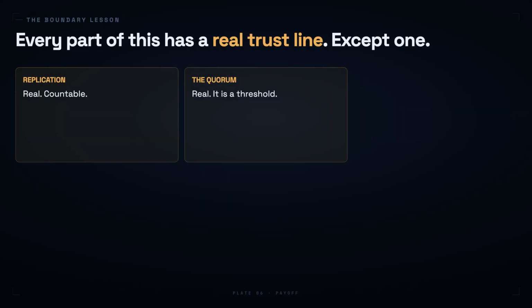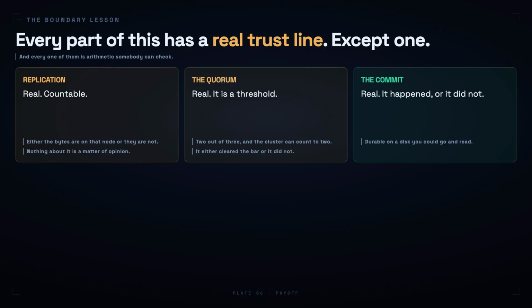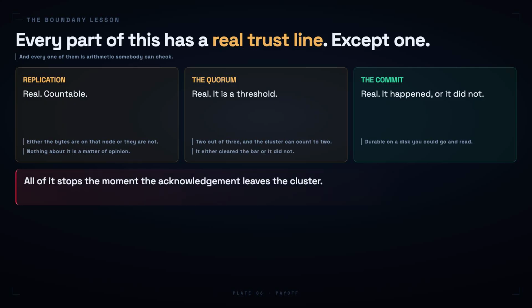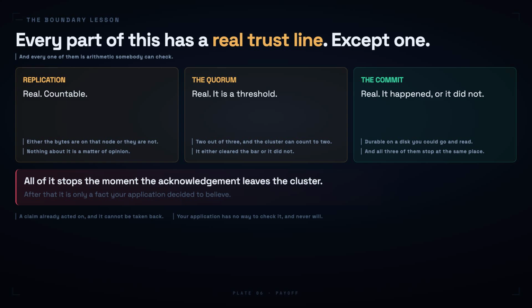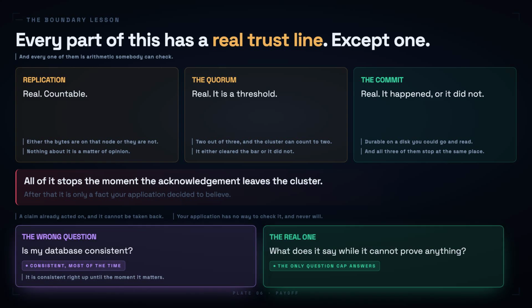Every part of a distributed database has a real trust line except one. Replication is real, the quorum is real, the commit is real. All of it is arithmetic the cluster can actually check. And all of it stops the moment the acknowledgement leaves the cluster. After that, it is only a fact your application has decided to believe. So the question is never whether your database is consistent. It is what your database says while it cannot prove anything.